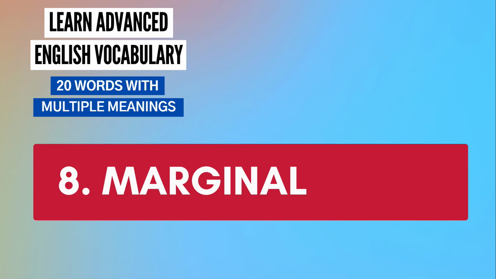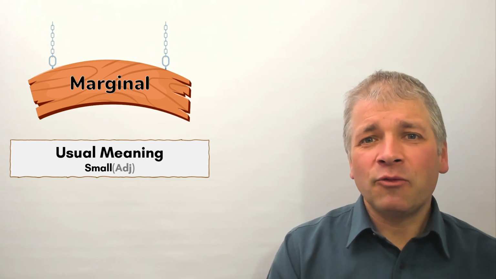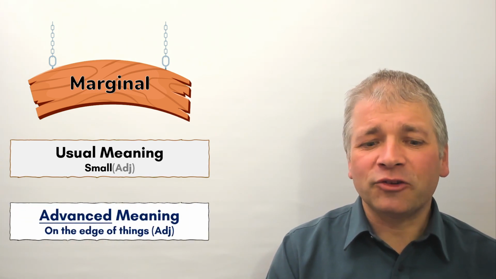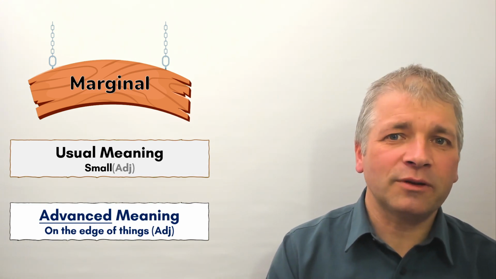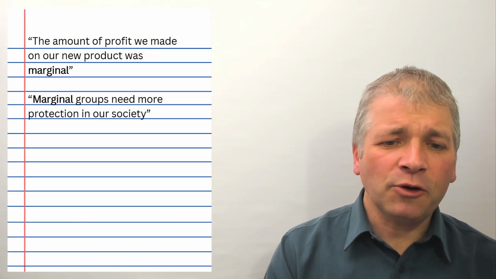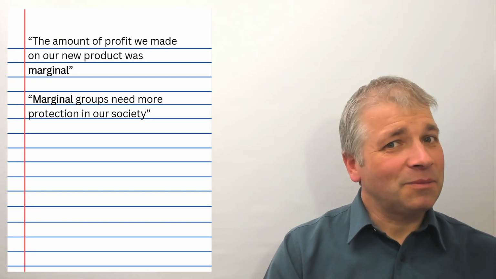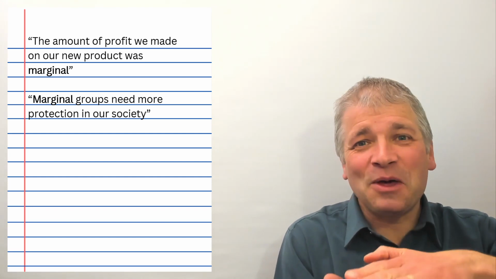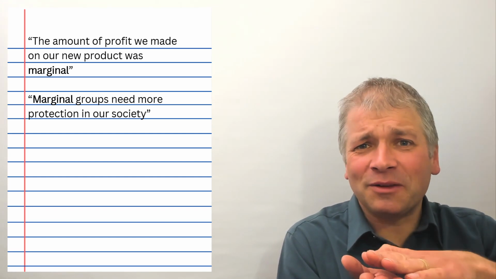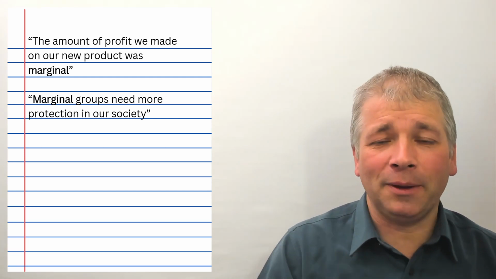Word 8 is marginal. Marginal usually means small. But a related, more advanced use of marginal is on the edge of things. And the examples will show the difference. So the amount of profit we made on our new product was marginal. So they wanted big profits. They ended up with profits that were so small that they barely existed. They were just marginal profits, a really, really small number.